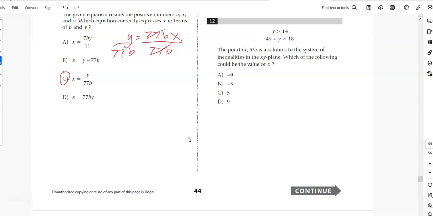Okay, y is bigger than 14. And so this is kind of interesting. I think I'd probably just plug in 14 there and see what happens. I think that's probably a good plan. Subtract 14, you get 4x is less than 4. Divide by 4, so you get x less than 1. So we know x is smaller than 1.